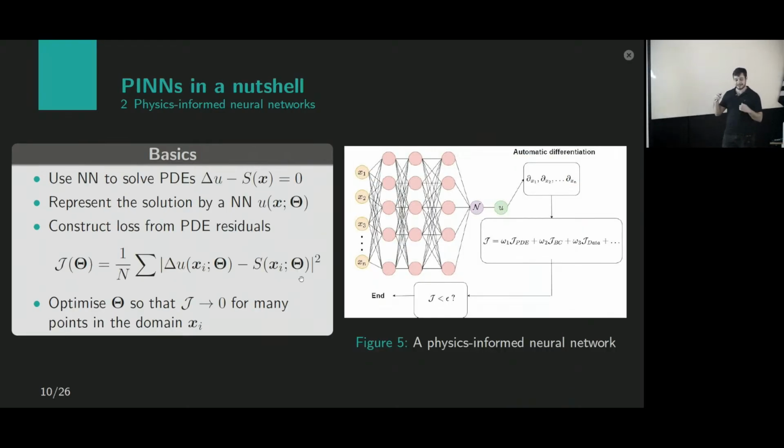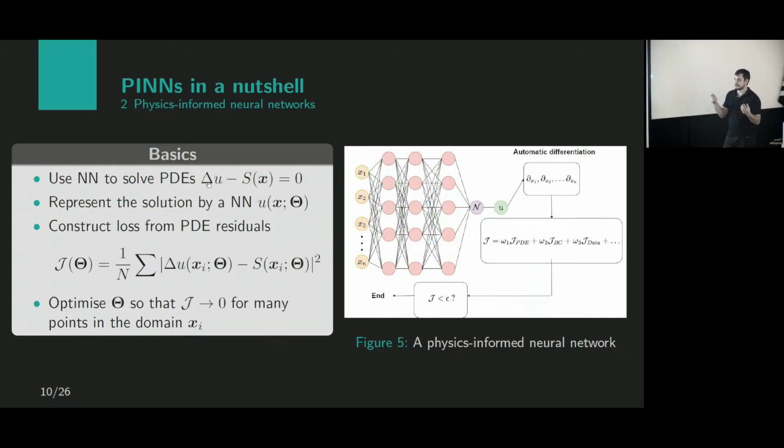Especially regarding physics, hence the name physics-informed neural networks, we want to use a neural network to represent the function which is a solution to some partial differential equation that we were dealing with in our physical problem. So you can write a general partial differential equation.